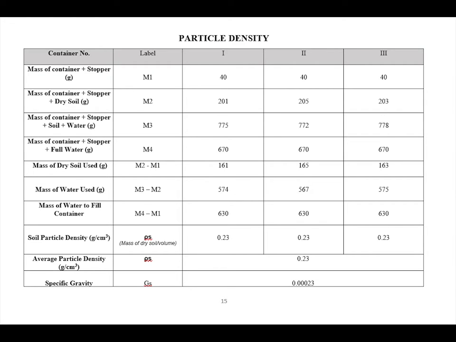This is the data for particle density. As we can see, we have M1, M2, M3 and M4, and we do some calculation there to get the average particle density and also the specific gravity of my soil sample.